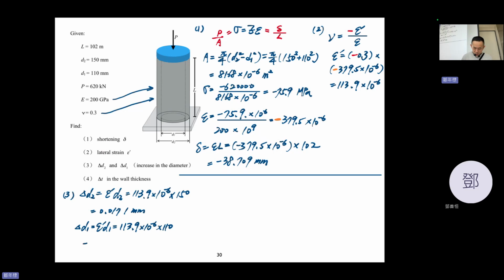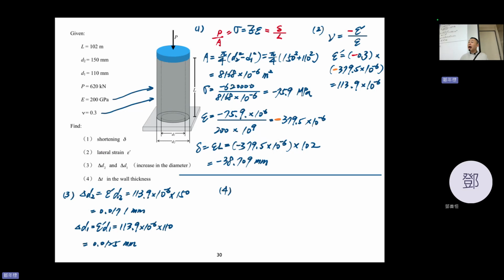Delta D1 follows the same concept: 113.9 times 10 to the minus 6 times 110. It becomes 0.0125 millimeter. So again, epsilon is the length change ratio. All you need to do is multiply by the original length, and you can get the change of the length. Easy, right?